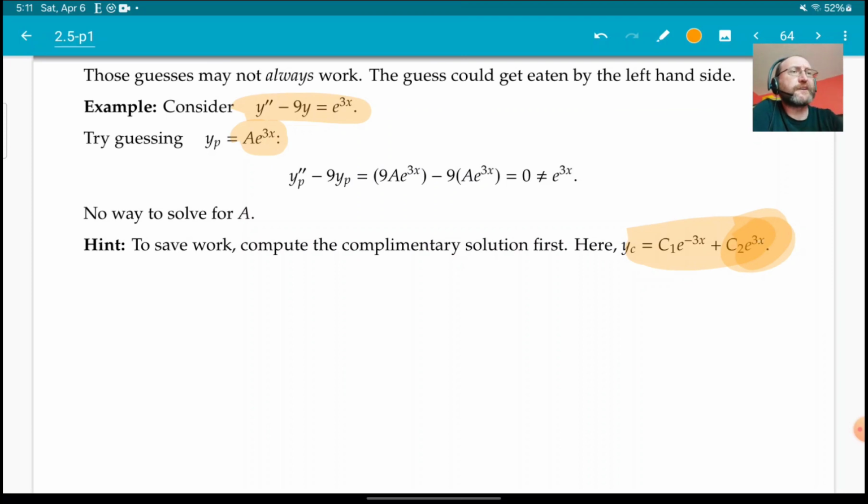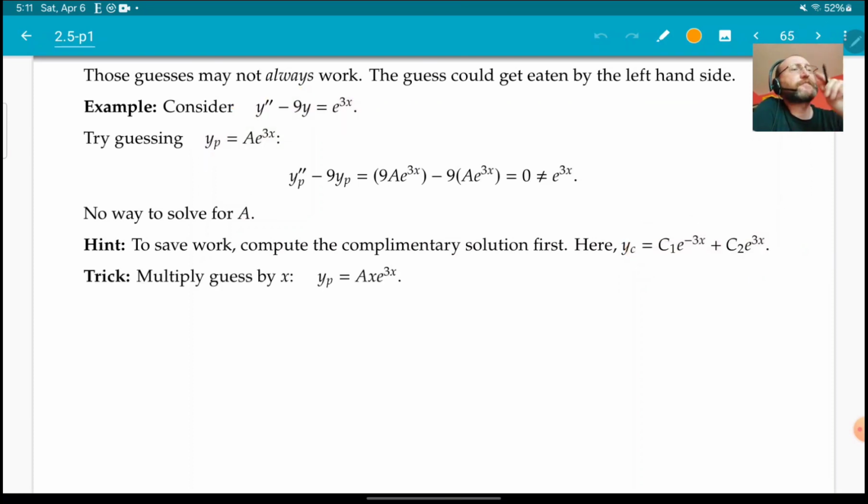So this is not going to work. If you change this just a little bit, if it was minus 8y, it would work perfectly fine. You could try this, but now we can't. Well, it's something similar to what we did before: we just multiply by x. So multiply the guess by x, and we're going to have a x e to the 3x, right?